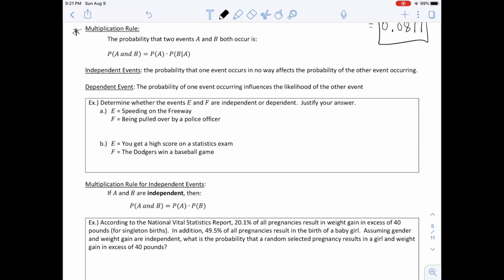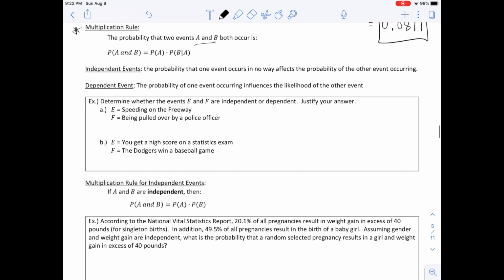The next definition that we have is using the multiplication rule. We have a formula here. This is the probability that 2 events A and B both occur. So we have the probability of A and B is going to be the probability of A times the probability of B given A. If we have independent and dependent events, it's going to make our problems a lot different. So independent events means the probability that one event occurs in no way affects the probability of the other event occurring. They're independent of one another. And dependent means that one has an effect on the other event. So the probability of one event occurring influences the likelihood of the other event.